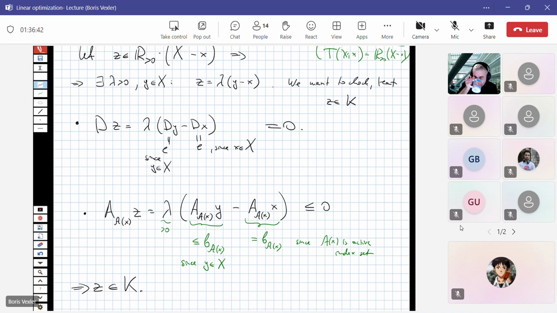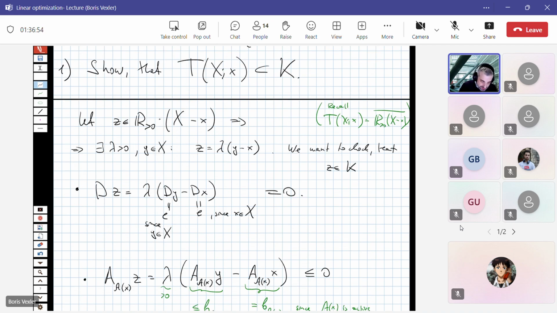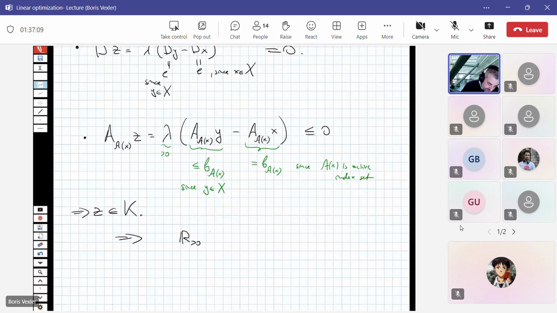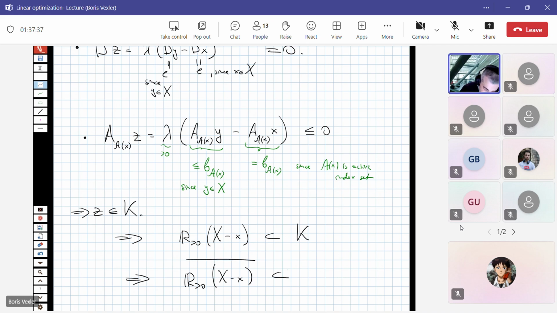Agree? Yes. Now, what does it mean? We consider this set and check that it is a subset of K. Therefore we checked that R positive times X minus small x is a subset of capital K. Now, what we can say is that if we take the closure of it, it will still be a subset of capital K.